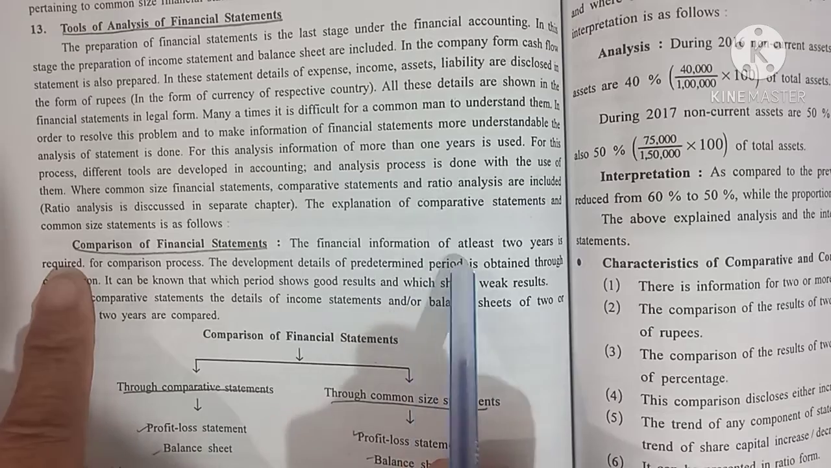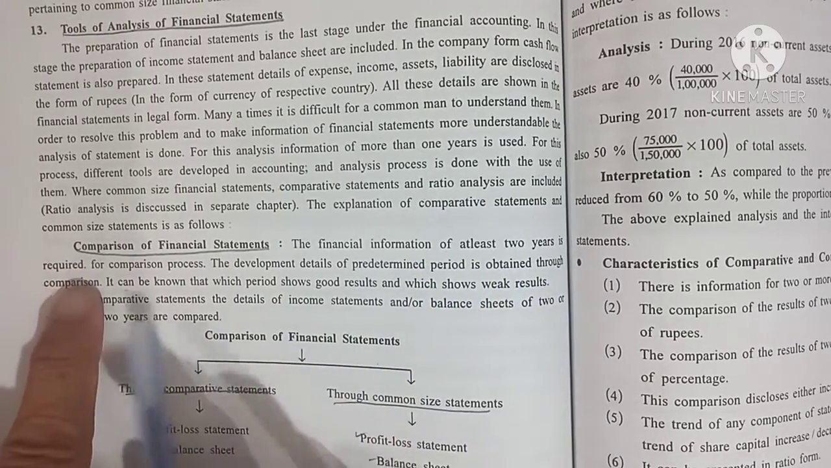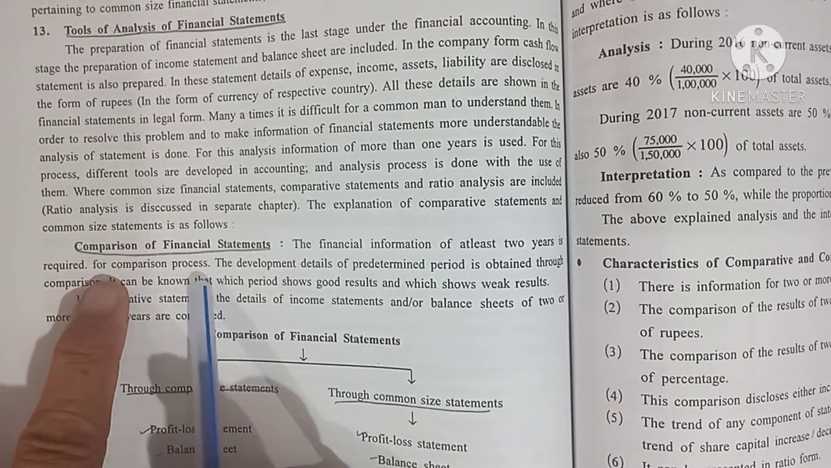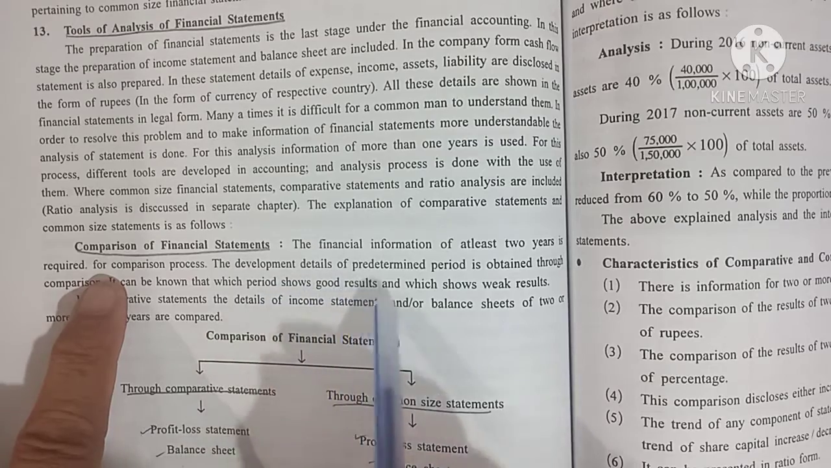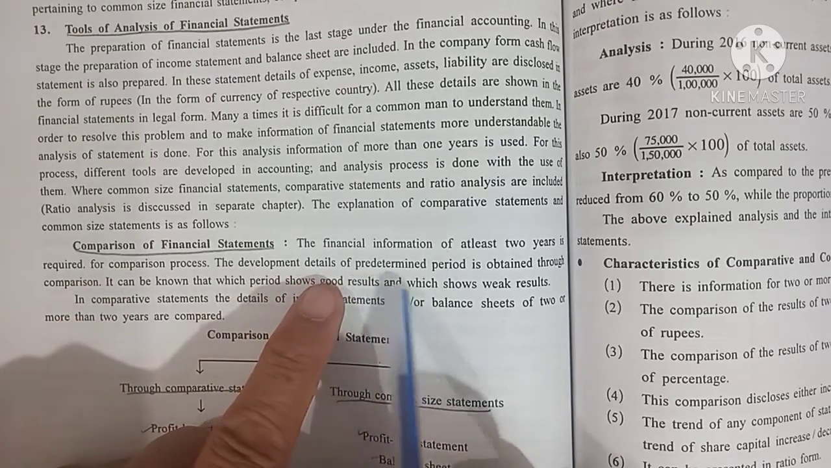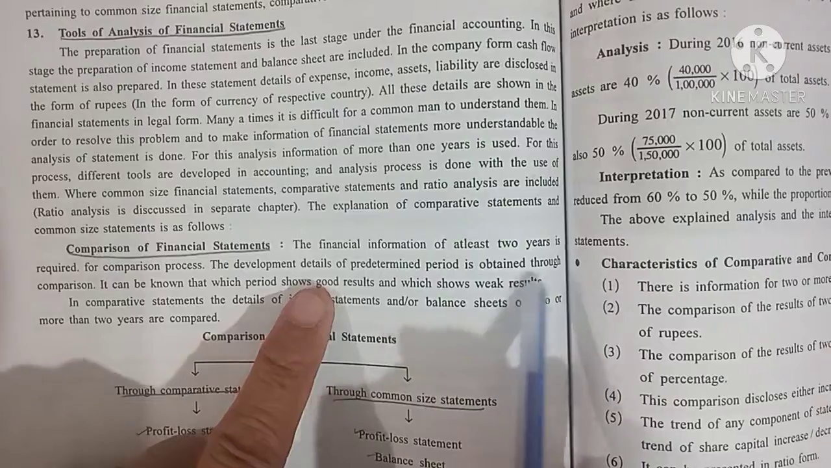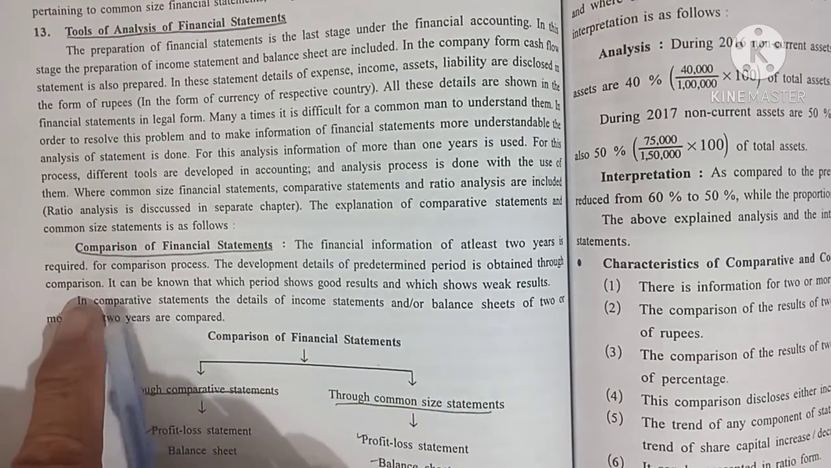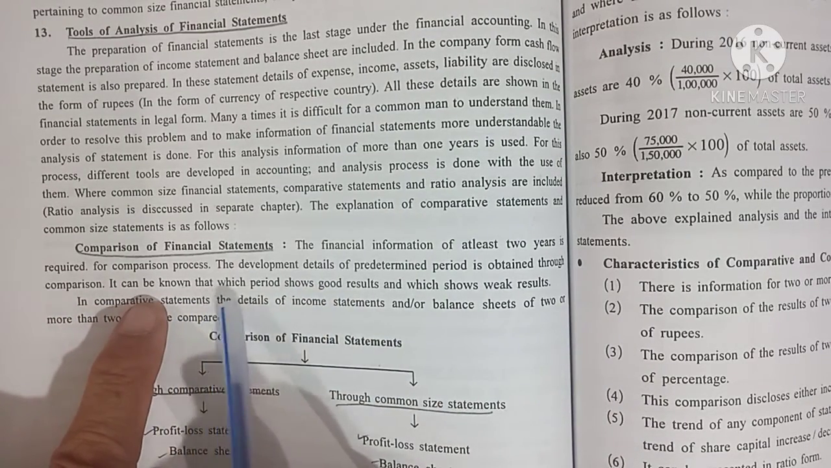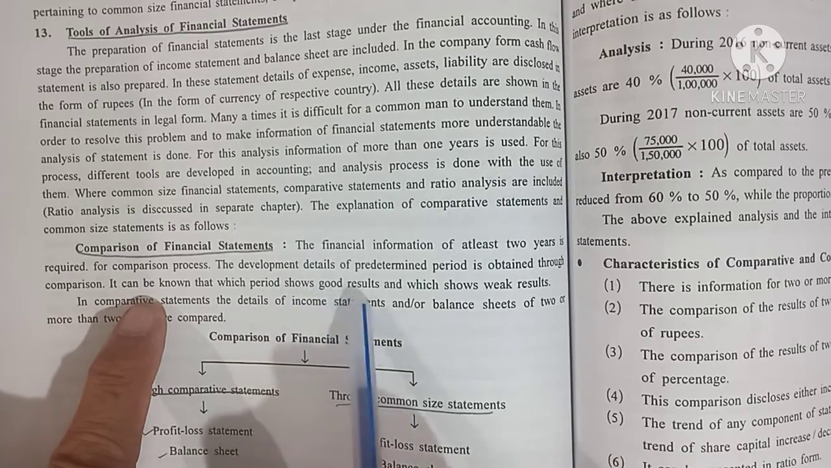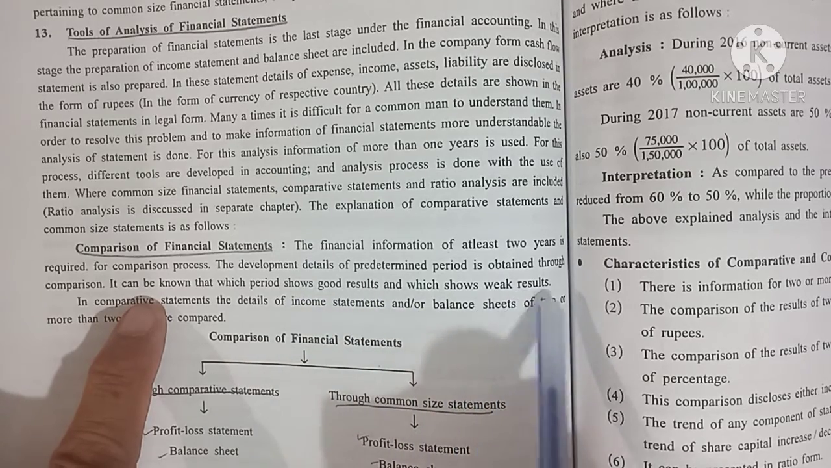The financial information of at least 2 years is required for the comparison process. The development details of a predetermined period are obtained through comparison. It can be known which period shows a good result or which period shows a weak result.